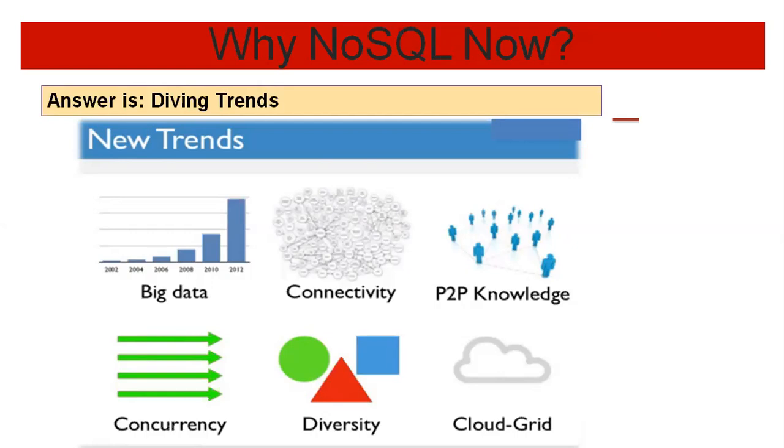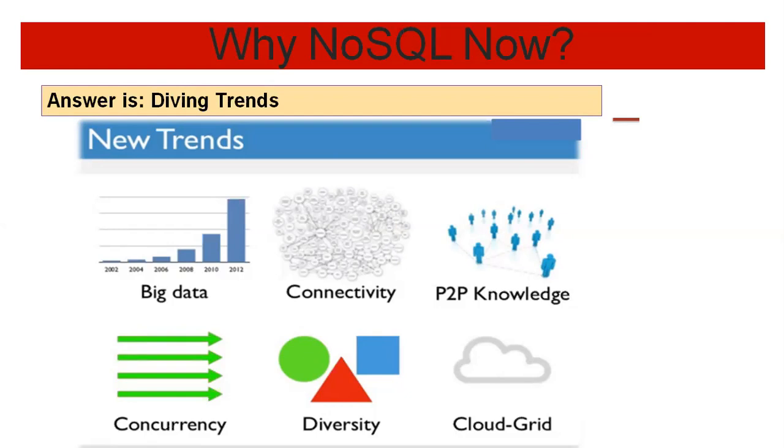Cloud and grid, you all know. Connectivity, we know from any social site. Big data, we have discussed in our previous session, how the data is growing. Concurrency is parallel processing, a distributed environment. Peer-to-peer connectivity has the best example in Bitcoin also. Diversity: some data may be multimedia, some may be text, some may be XML. There are many types of data, so data is diverse in nature.